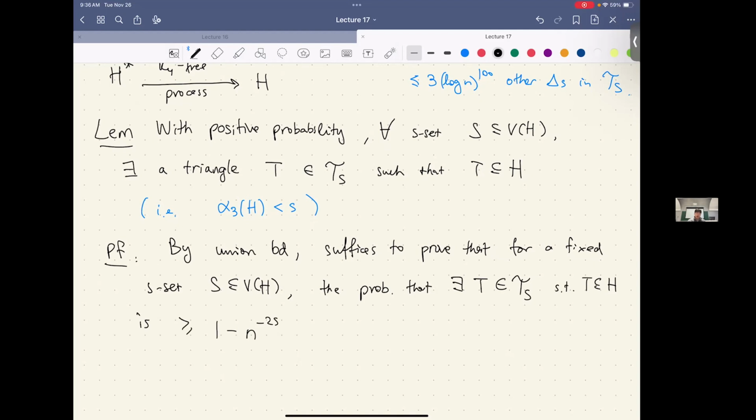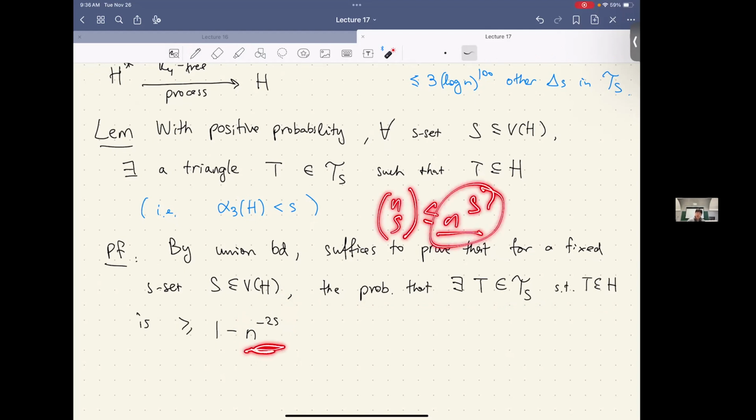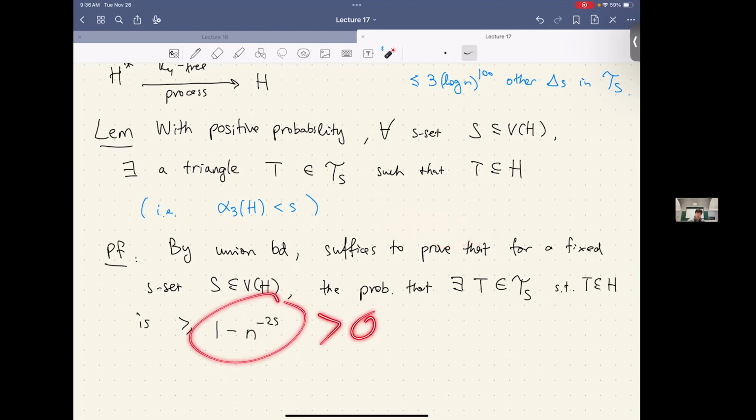This is enough, right? Because for this bad event the failing probability is n to the negative 2s, and the number of choices of S sets is at most n to the s. Summing up all this failing probability over all n to the s instances of S sets, the total probability is still less than 1, so the success probability is bigger than 0. Then we are fine.